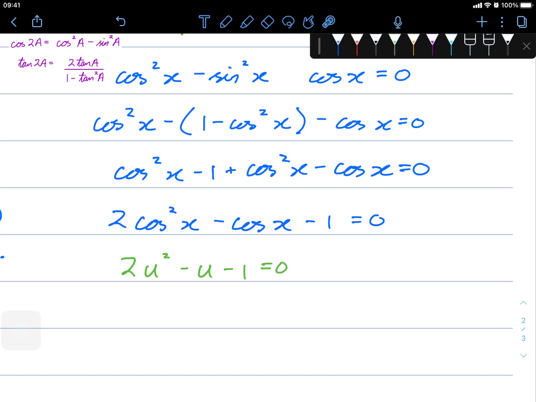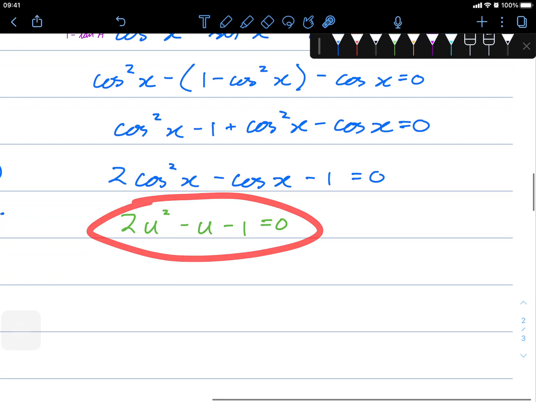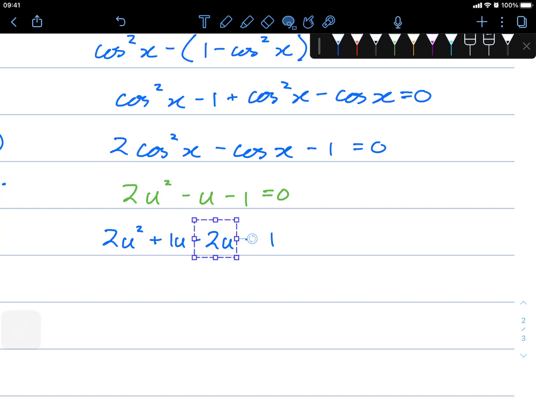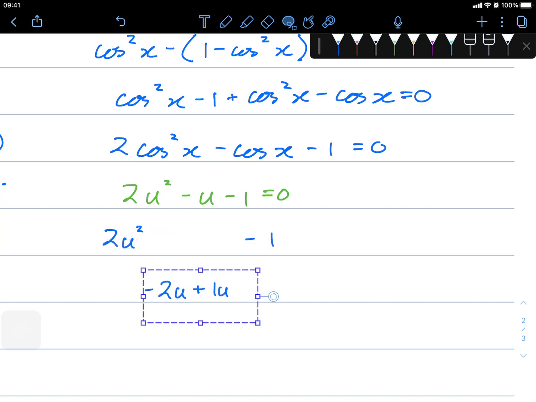Hope you can see that. So we let u be cosine. U squared is cosine squared. So we can solve this one by factorizing. Factorizing by grouping, we need two numbers that multiply to -2 but add to -1. I'm thinking positive 1u minus 2u minus 1. Let's move this around. So these are the two numbers.